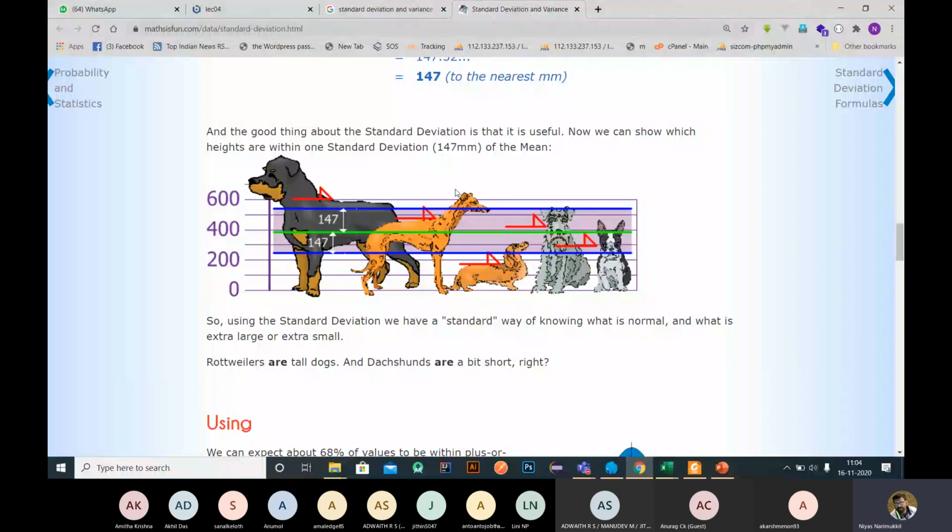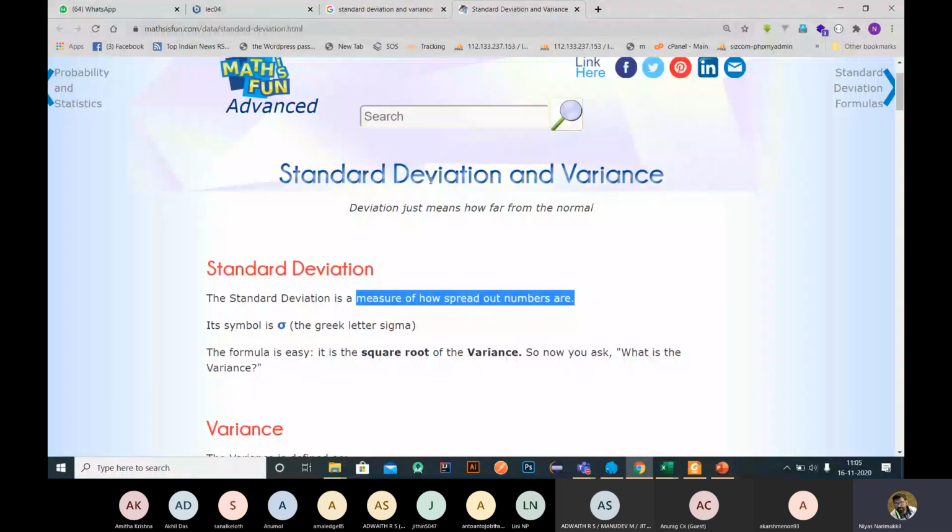Okay, is it clear? It's clear, right? The concept of standard deviation and variance. Any questions? I hope it is all covered in that video also. Just repeating the same thing with the help of another example.